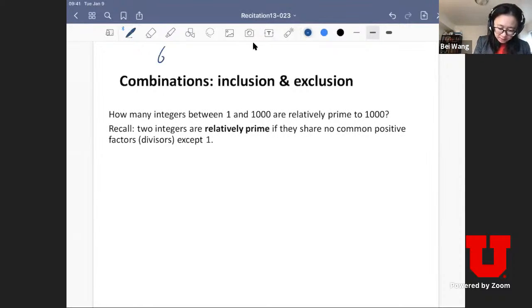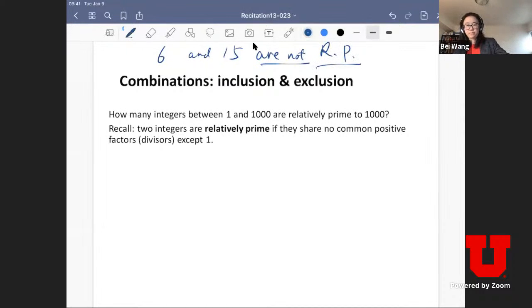For example, the number 6 and the number 15, they are not relatively prime, right?